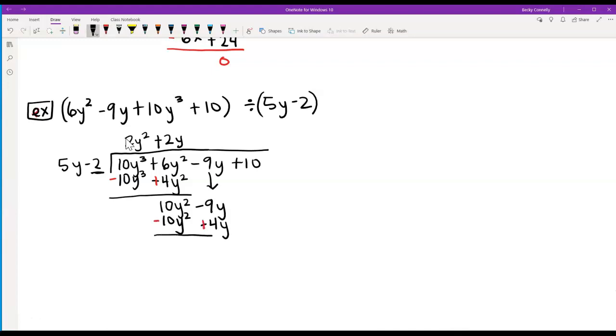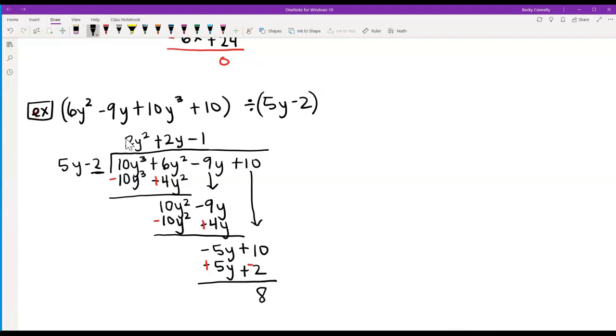When I combine those together, I end up with negative 5y, and then I need to bring down the 10. So negative 5y plus 10. Let's do it one more time. So what times 5y gives me negative 5y? Well, that will be a negative 1. So negative 1 times 5y is negative 5y. Negative 1 times negative 2 is a positive 2. And then I need to change the signs. And so that means I'll end up with 8 for my remainder.